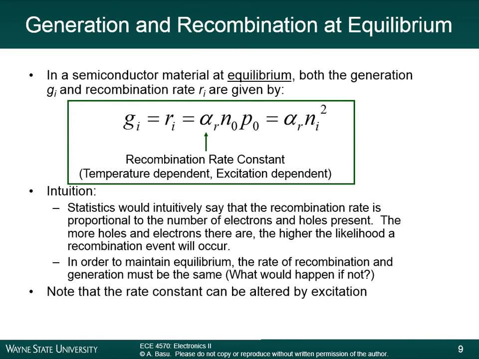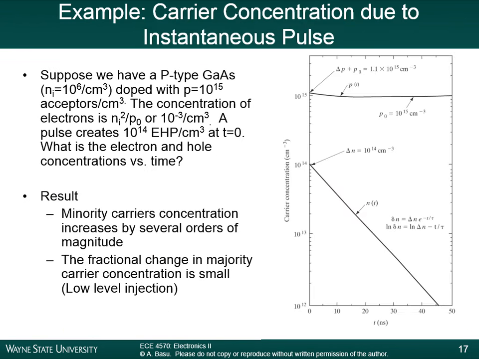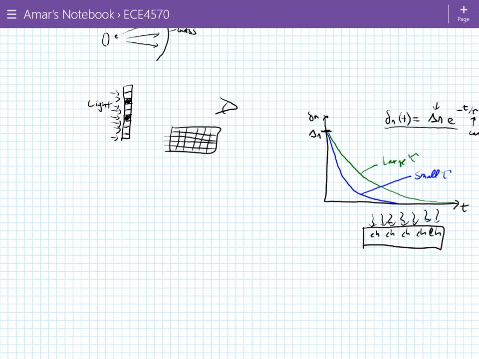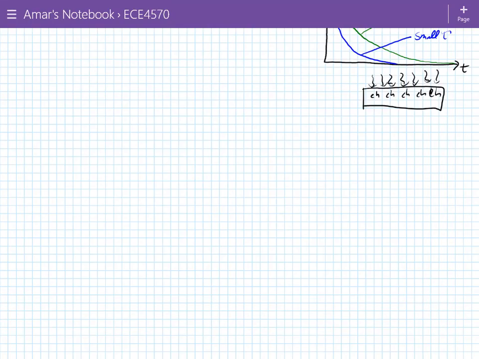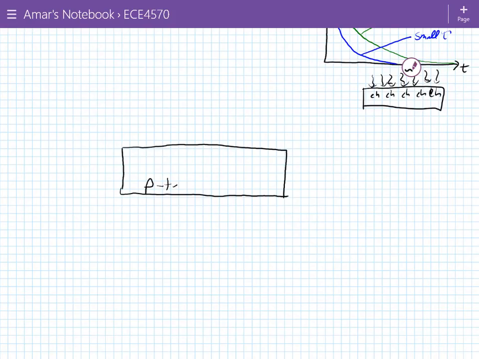So a good example problem is just to assume a simple problem here. We have a piece of silicon that we're going to illuminate with light. This example is p-type silicon, and we're going to illuminate the whole thing with light.